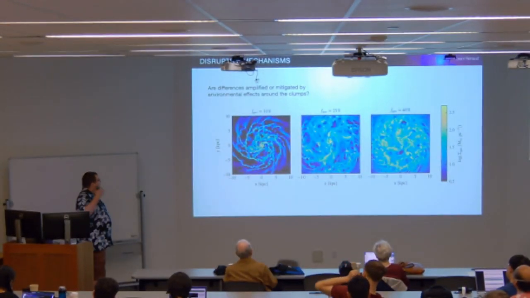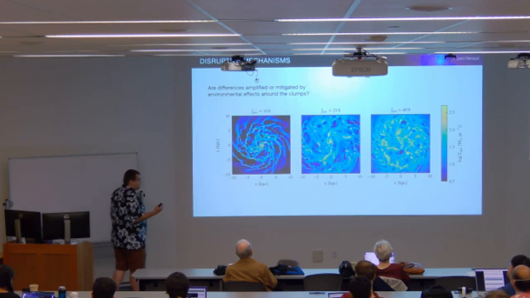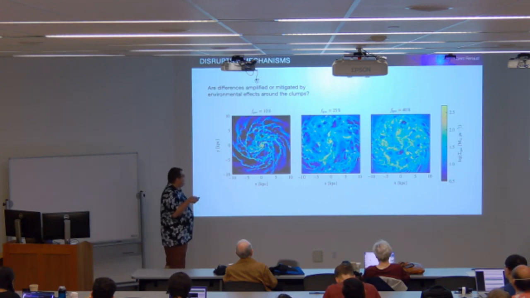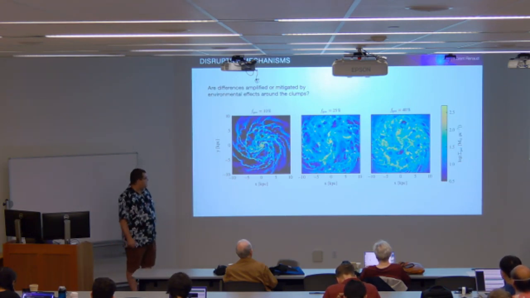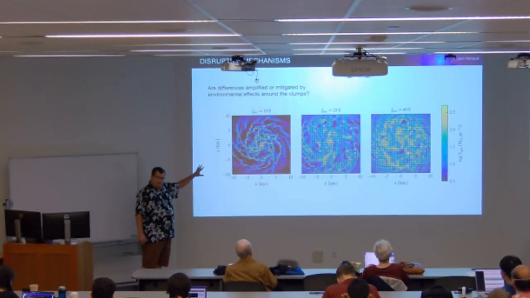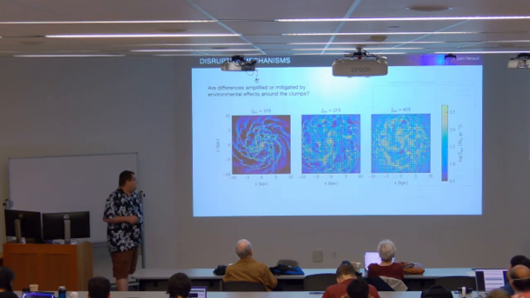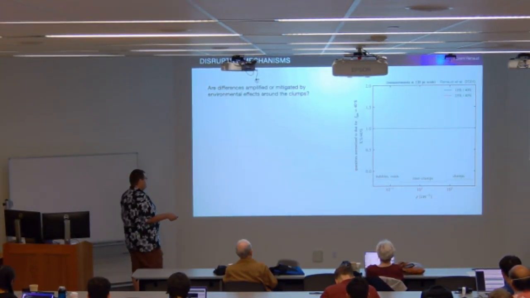So knowing this, the next question we ask is: are these differences amplified or mitigated by environmental effects around the clumps? So here I'm showing the gas structure for three cases, a 10% gas fraction, 25% gas fraction, and 40% gas fraction. And the first thing we did was to bin these cases in regular grids, much finer than this one, right? This one is just for illustrative purposes. But what we did in every one of these cells was to measure the gas density on the x-axis and some physical quantity I will show later.